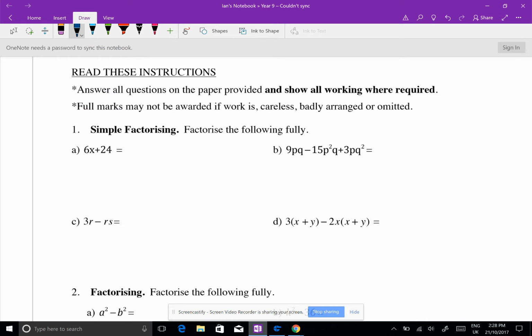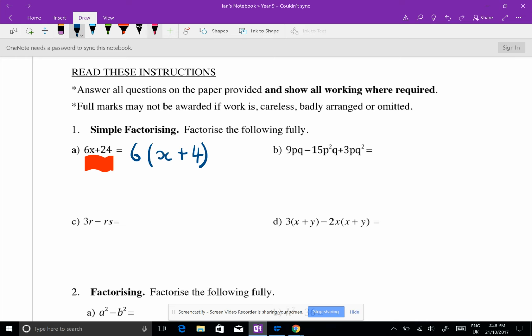We'll do the first couple of questions. We'll do all of the questions. So the first one, I'm looking at this equation, this one here. I've got to find something that goes into 6x, it goes into 24. That's pretty easy. I can take 6 out the front, and then I'm left with x. And 6 goes into 24 4 times.